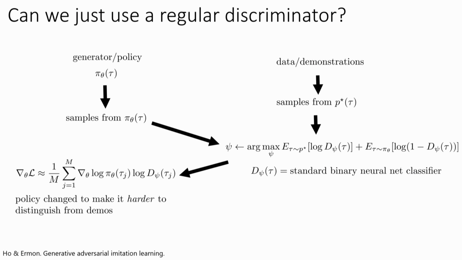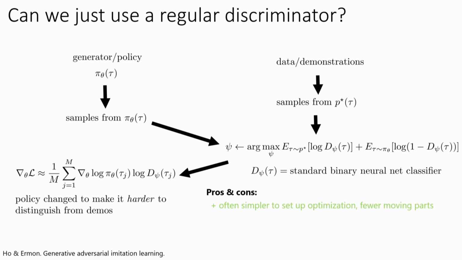You do end up with a policy that matches the distribution of the data, but you do not actually get the right reward function out of this. So at convergence, you can't actually use log D as a reward, and it's easy to see why. Once everything is converged, log D will just output 0.5 everywhere, right? Once you can't tell the demos from the data. But you will get the right policy.